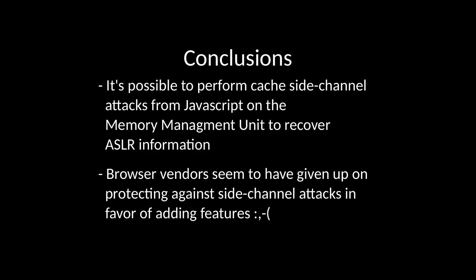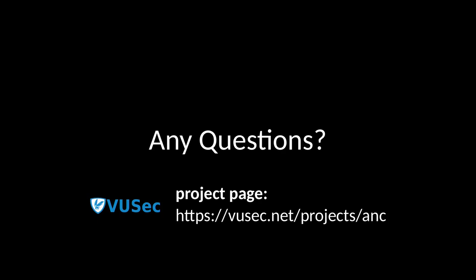So in conclusion, it's possible to recover quite a lot of address information from JavaScript using a hardware side channel alone on the memory management unit. And apparently, browser vendors have given up on this or any other side channel attacks because you can't have multiprocessing with shared memory without this. And apparently, that's the direction we're going. So yeah, any questions?